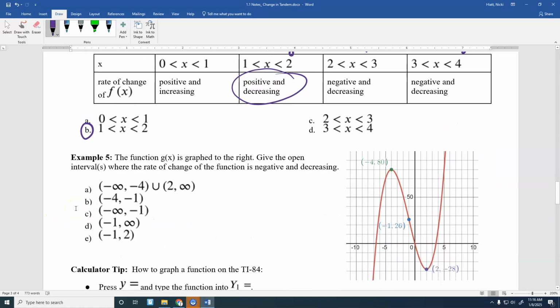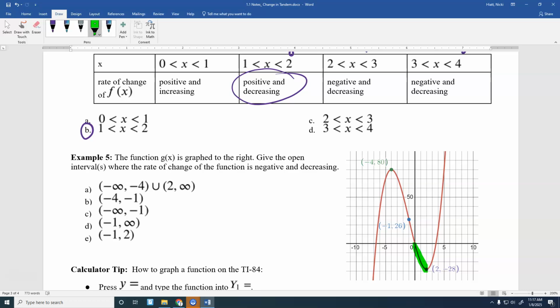All right, so here's another way they might ask a similar question. The function g of x is graphed to the right. Give the open interval where the rate of change of the function is negative and decreasing. It is not asking you where this function is negative and decreasing. If it were asking you, it would be right here. Negative means it's below the x-axis, and that's decreasing. It'd just be that piece right there. That's not what it's asking you.